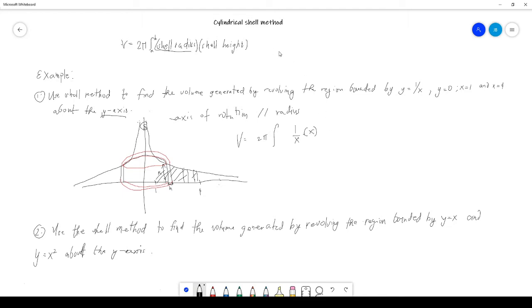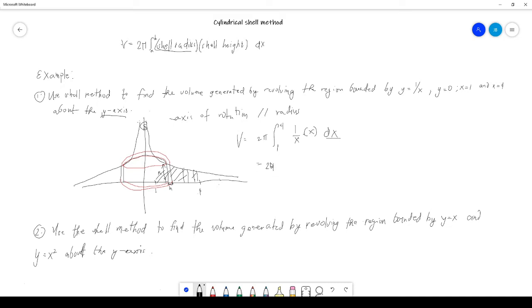Then, we forgot the dy or dx. So this is obviously dx. Then, what is our limit? So obviously, since we use dx, our limit is from 1 to 4.